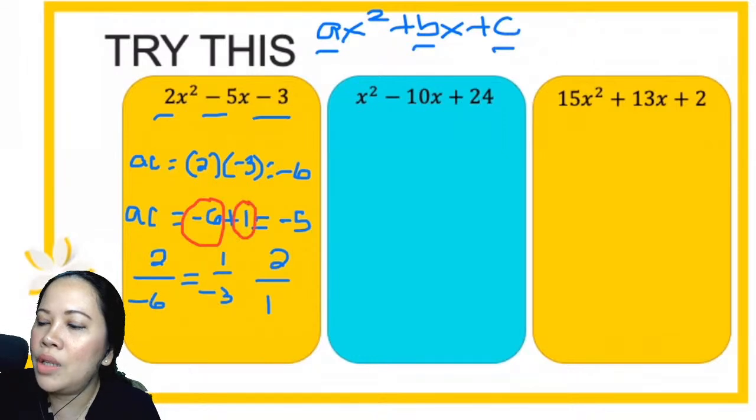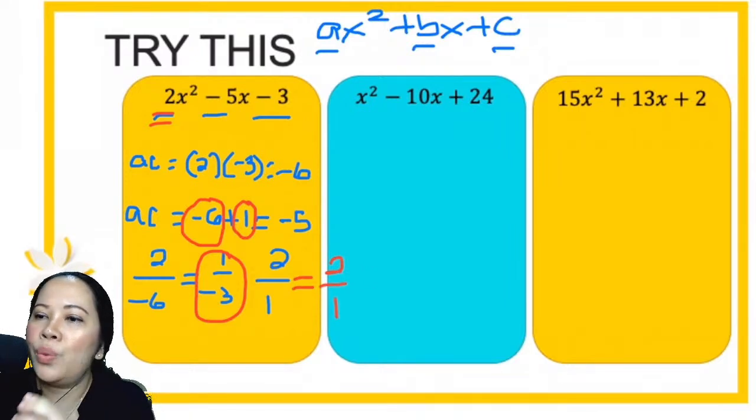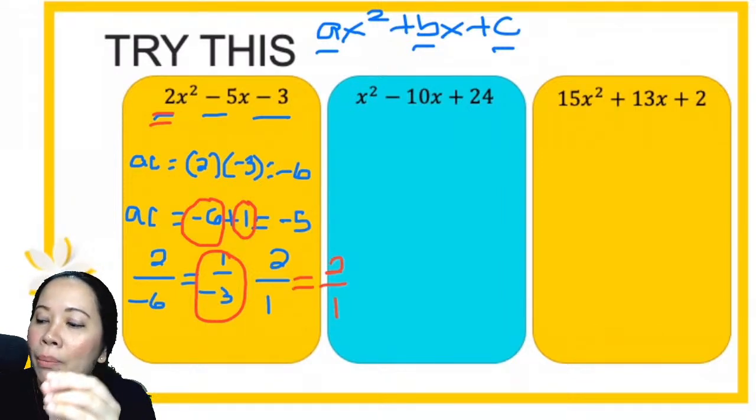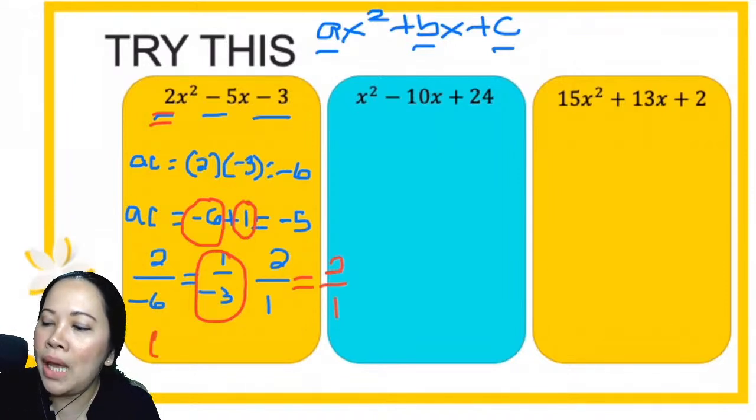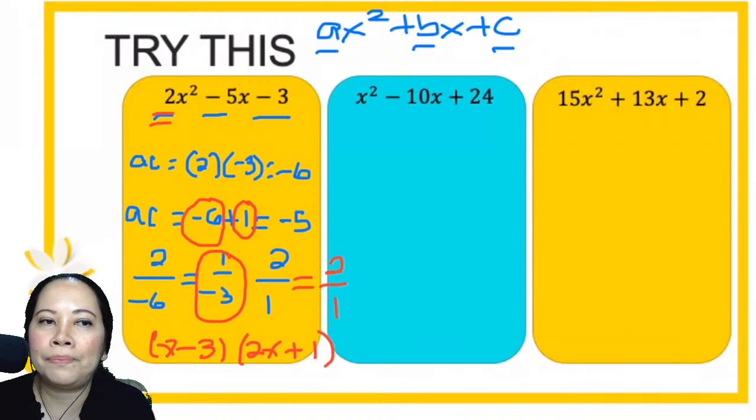Okay, these are the numbers. So where did I get 2? 2 is my first term's number. It's A. So A, 2 divided by negative 6 is 1 over negative 3. And then 2 divided by 1 is 2 over 1. Okay, so this will be your pair. The number on top will be paired with your x. So that's 1, right? So that will be x minus 3 and 2x plus 1. So that is the factors.